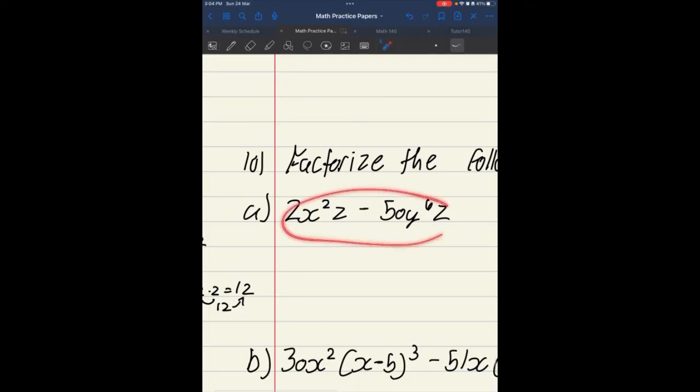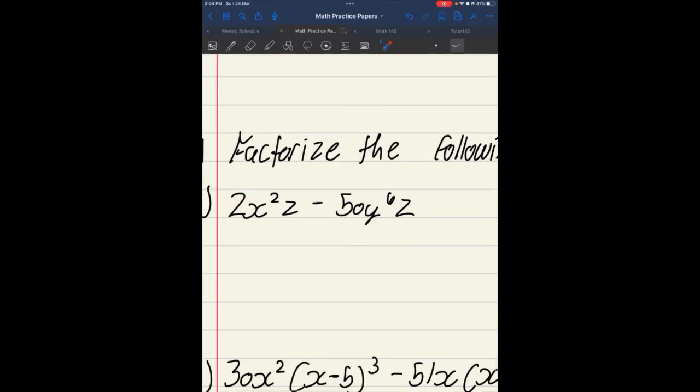So you want to break this up into factors. So first thing you have to do is divide out 2z, because all of these terms could go into 2z. So you're going to divide 2z out. So 2z, and we're left with x squared minus 25y to the power 6.